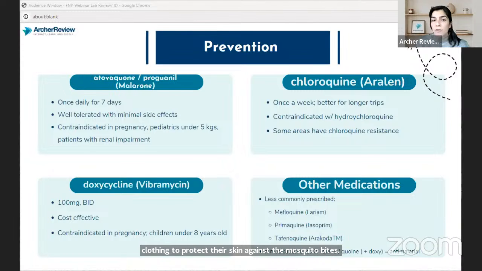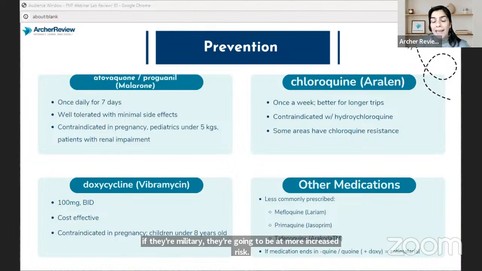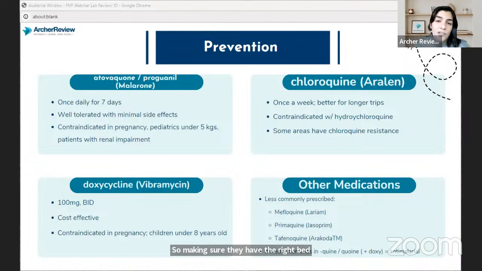If they're sleeping outdoors, if they're military, they're going to be at more increased risk. So making sure they have the right bed netting. Ideally, if they're sleeping in air-conditioned rooms, that's going to be better. But making sure you're doing your part by educating those patients on reducing their risk of contracting malaria is going to be helpful.